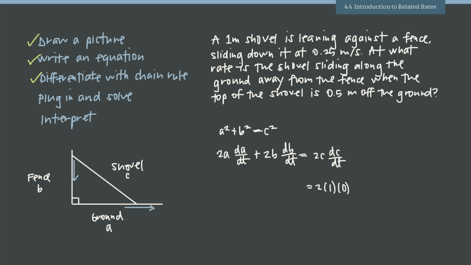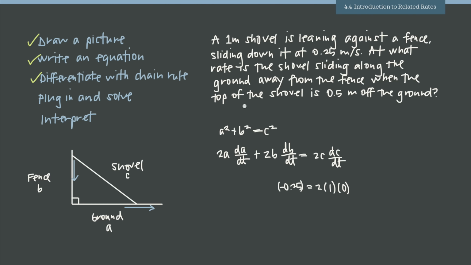We know from the problem that the shovel is sliding down the fence at 0.25 meters per second. So that means that the top here is sliding down at 0.25 meters per second. So B is getting smaller at a rate of 0.25 meters per second. Well, the rate of change of B is dB over dt. So we can go ahead and plug in for that and say negative 0.25. And we use a negative value because B is shrinking. The length of side B is getting smaller.